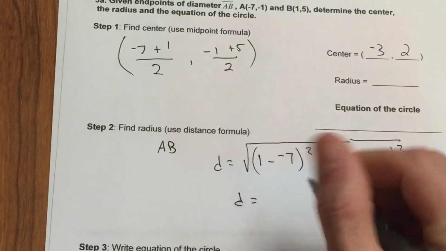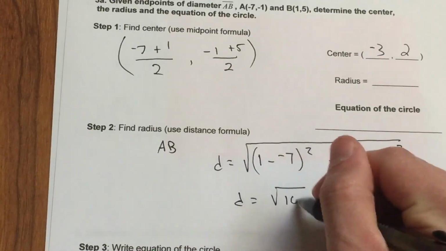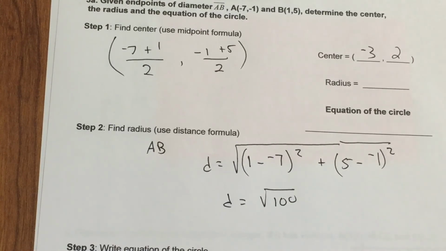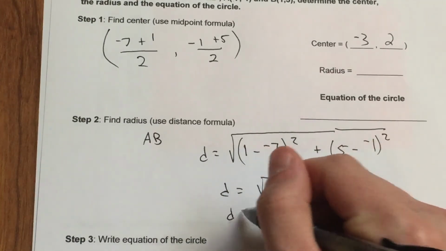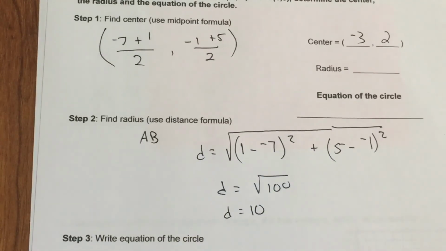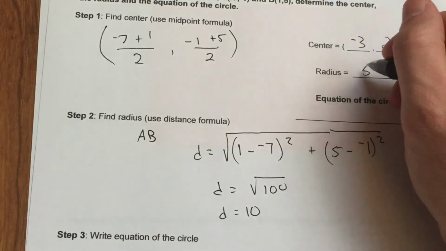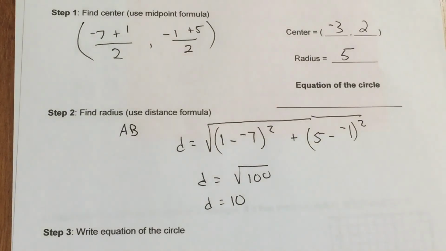And we get distance equals the square root of 100. Feel free to pause this video and do the calculations on your own. I don't want this video to be half hour long for you guys. We get the distance is 10. That's the length of the diameter. Therefore, the length of the radius is 5. Remember, radius is half the diameter.